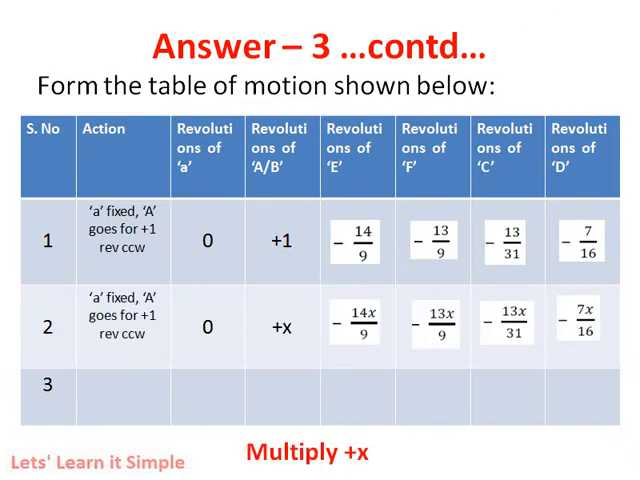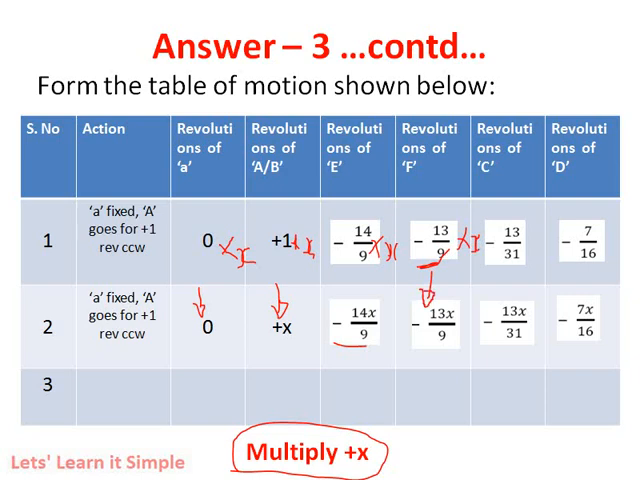Next, we need to go to the second step. The second step is very simple. You have to multiply each and every column by x. That is, 0 into x will result in 0. Plus 1 into x will result in plus x. Similarly, if you multiply this with x, you will get minus 14x by 9. Similarly, if you multiply this with x, you will get this value, that is minus 13x by 9.